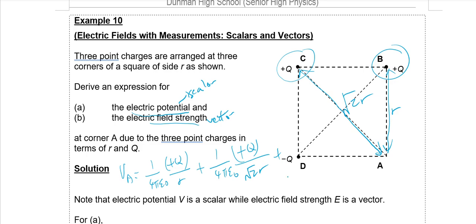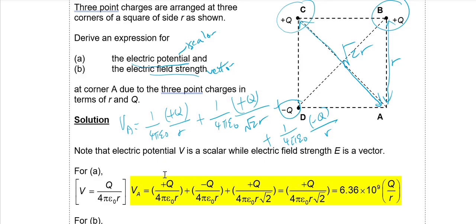Then finally we add 1 over 4 pi epsilon naught times minus Q, because this is minus Q, over R. So you sum all these things, you put in all values and leave Q and R alone. This is plus, this is plus, this is minus. So you must pay attention to the minus here. Positive, positive, negative. If you do the calculation, you get something like that, and you take out all the numerical values, leave Q and R alone, you get this.